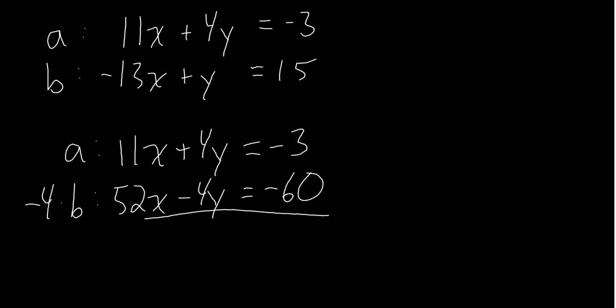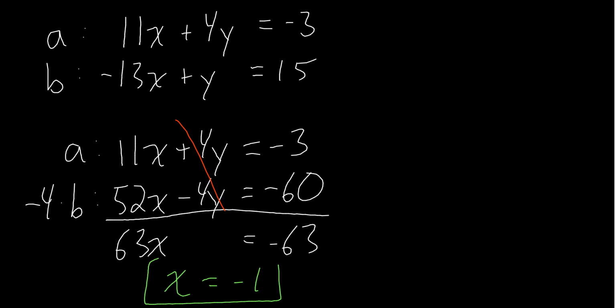So we can now do the arithmetic here. We just simply add these together. We end up with a 63x. My 4y's cancel, and that's equal to a negative 63. Well, this seems pretty easy. I end up with x is equal to a negative 1. That is the value of my x.